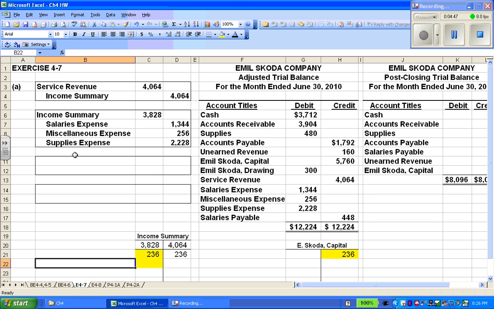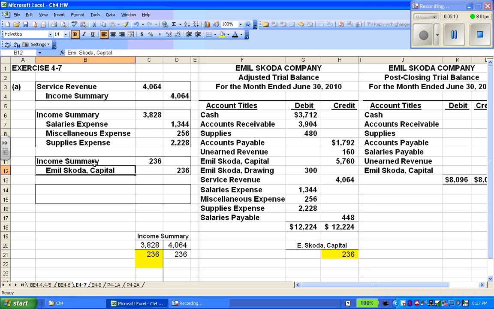And let's go over here and I'll actually write out the journal entry. So I kind of did that backwards. First I posted it to the T account and then here I am writing it. But here's the debit to the income summary account and then the credit to the capital account for 236, and that's income. And that's why I'm adding it to my capital. Capital normally has a credit balance.